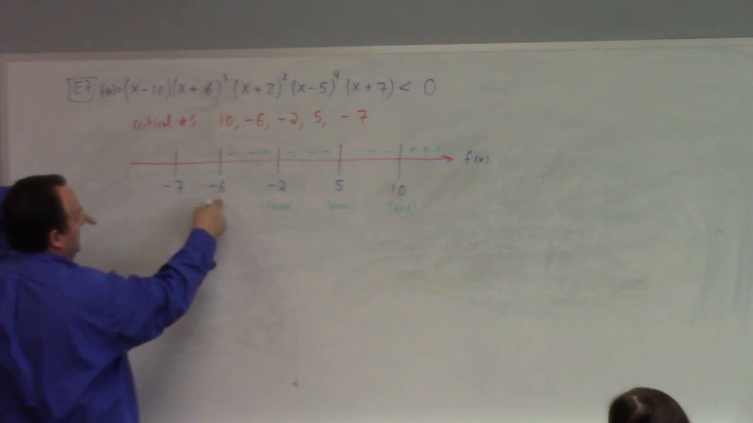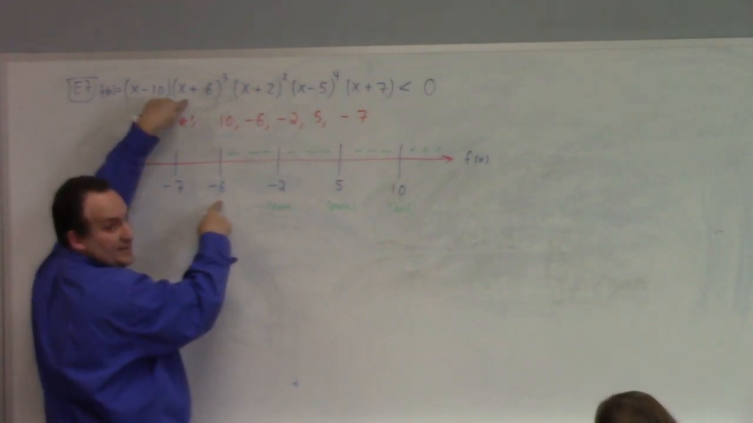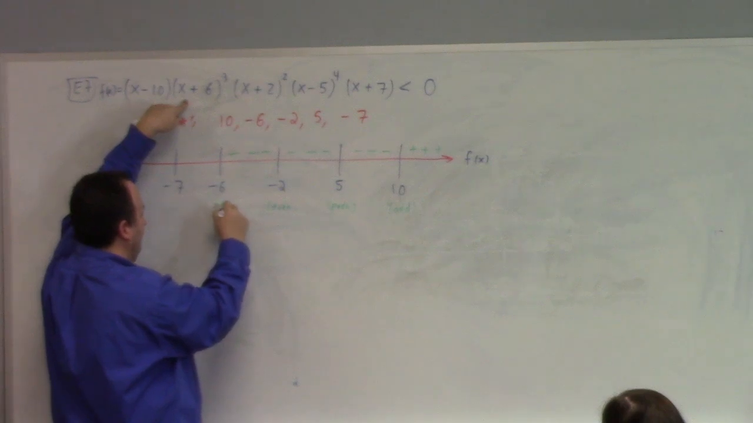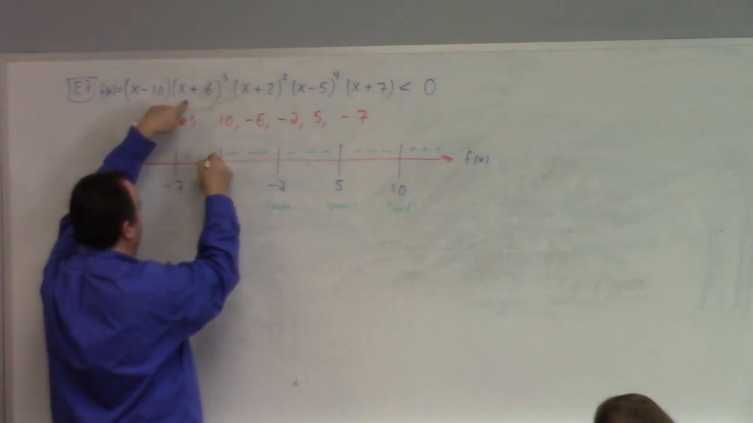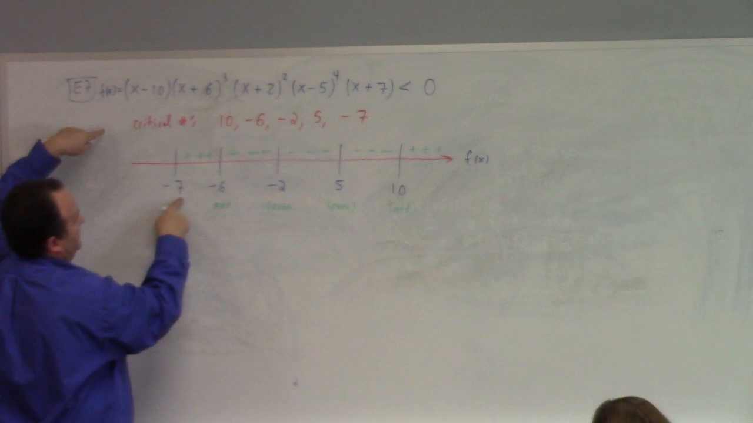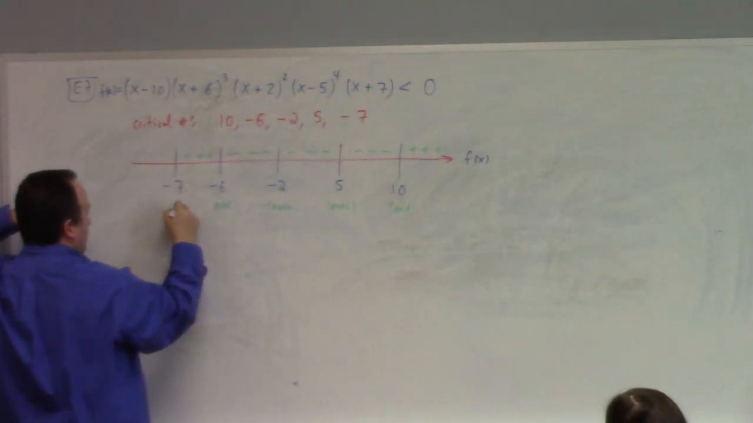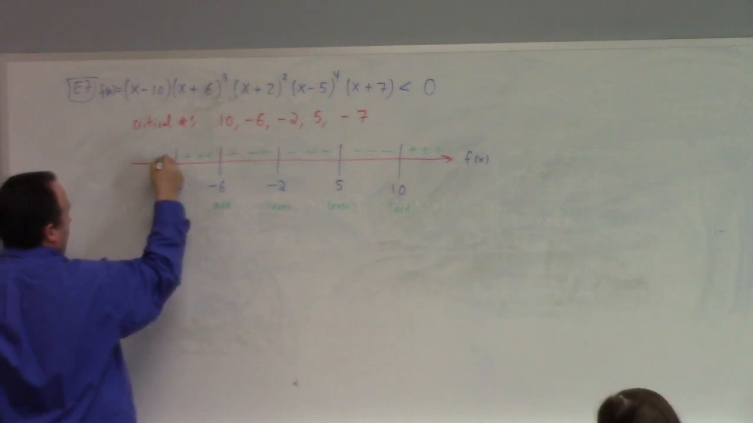And then what? Minus 6, where's that coming from? This one. 3. 3 is odd. Odd power flips the sign. So we go plus. And then minus 7 corresponds to this one. Again, that's the first power, which is odd. So we flip the sign yet again.